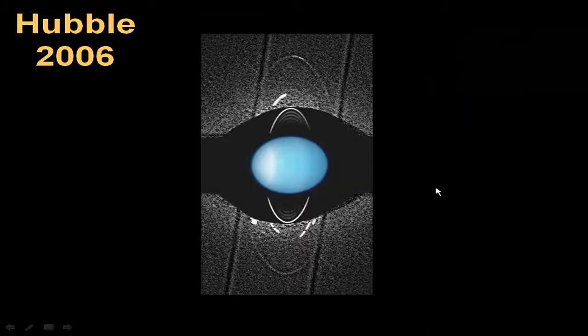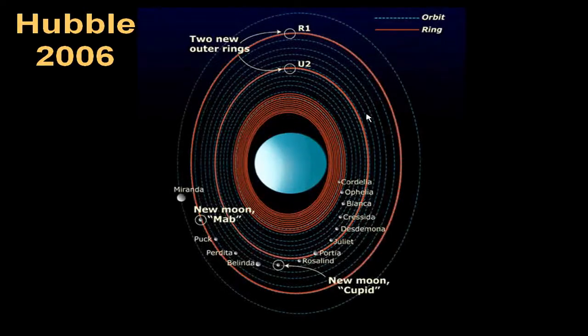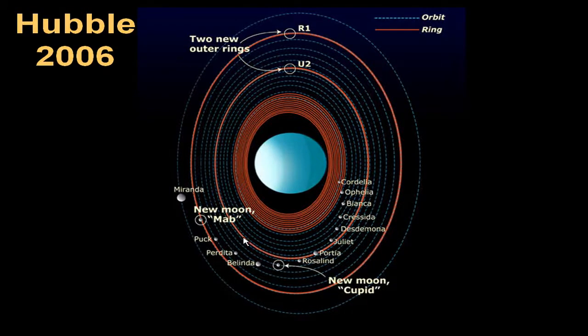The last two were discovered by Hubble in 2006. Here we have a picture of Uranus with the main ring systems, and then Hubble discovered these two most outer rings here. If we enhance this with a diagram here, see, Hubble discovered these two new outer rings, giving Uranus at least 13 ring systems. At the same time, Hubble also discovered a couple more moons as well.